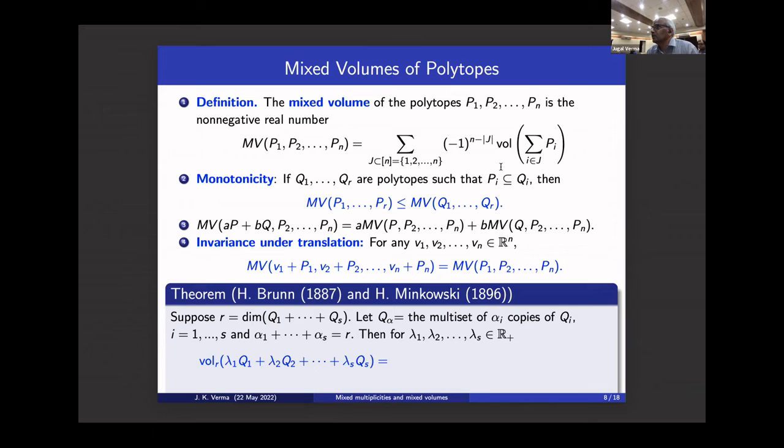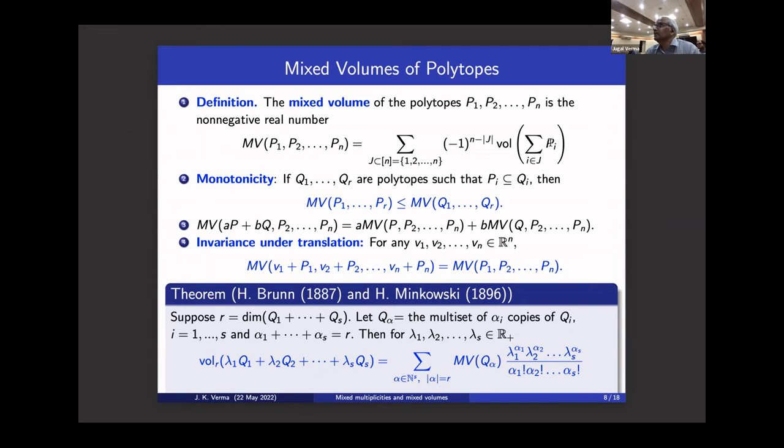Then this theorem of Minkowski and Brunn says that this is a homogeneous polynomial in lambda 1, lambda 2, ..., lambda s. And if you write this polynomial as we display things in the multinomial theorem, lambda 1 to the alpha 1, lambda 2 to the alpha 2, ..., lambda s to the alpha s over alpha 1 factorial, alpha 2 factorial, ..., alpha s factorial, then the coefficients are the mixed volumes of these multisets. So it's a real homogeneous polynomial. Its degree is the dimension of the Minkowski sum, and the coefficients are mixed volumes.